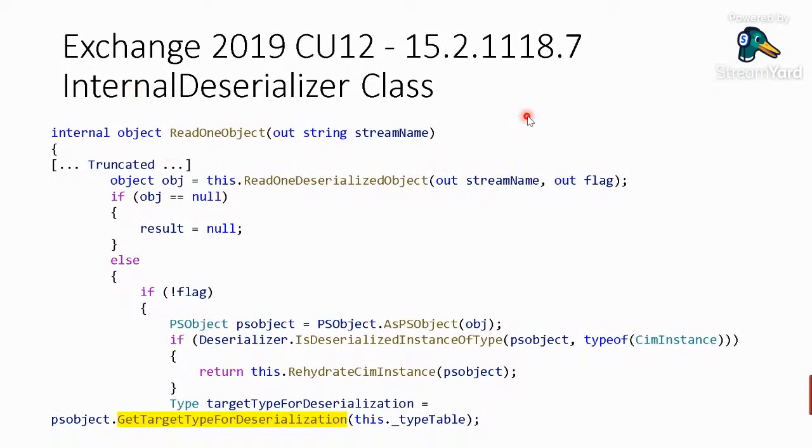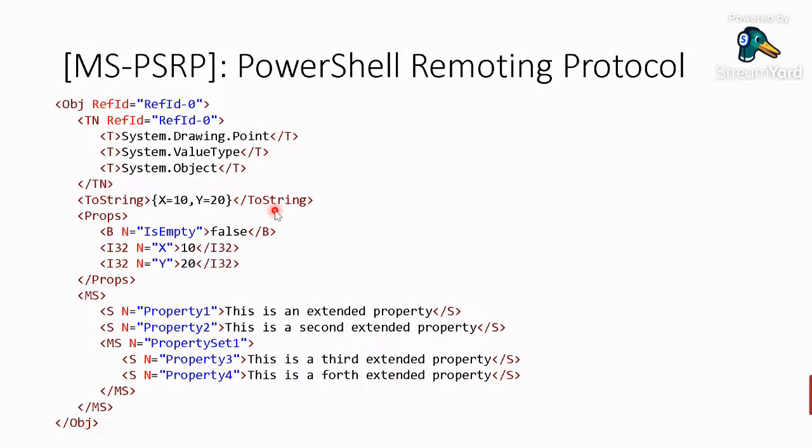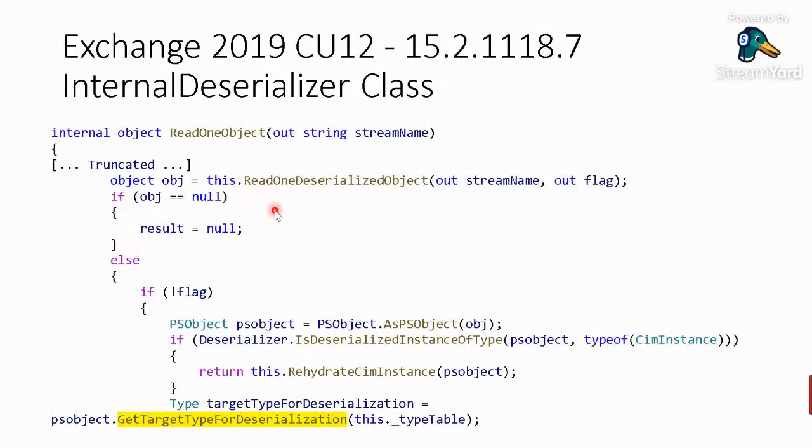So this is the functionality that's called when a PowerShell remoting object is read by the application, by Exchange. This is the stream that we can control, and it's reading an object. This is an example of an object that's being sent. It's reading an object and trying to get the target type for deserialization. Now, this is always interesting because, as we've seen a lot of times, controlling the type that's going to be deserialized is very valuable for an attacker. So can we actually control this type? That's a good question.